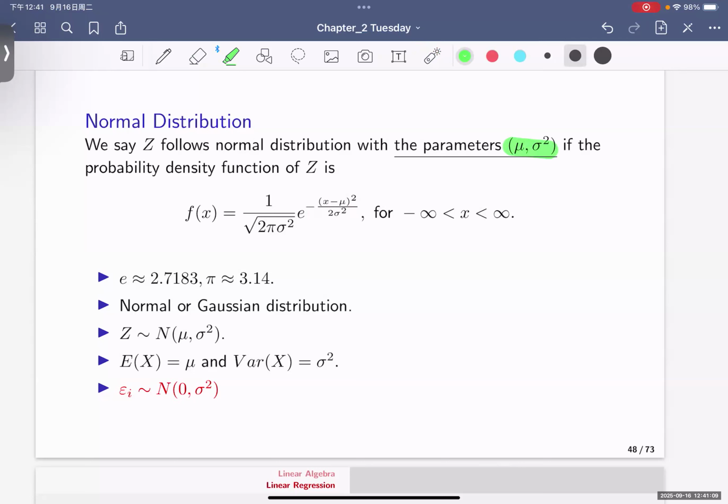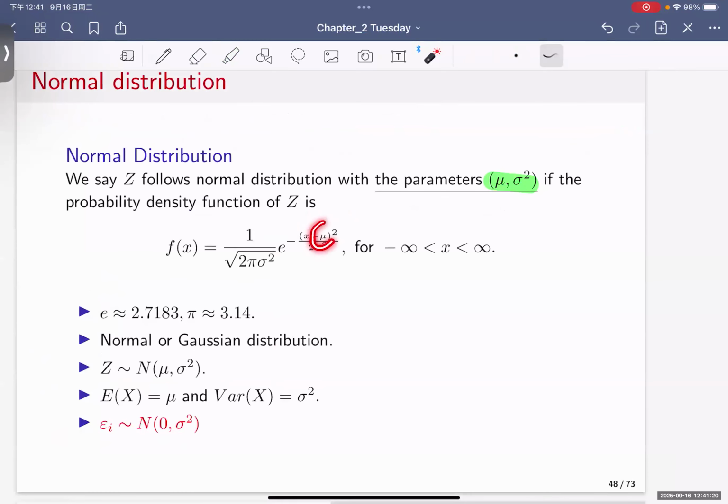So for different mu and sigma, we will have different corresponding f(x). It's very easy to see that sigma plays a role at this side, and mu plays a role at this part. So different mu and sigma definitely create different f(x). And this mu and sigma is very special, corresponding to the expectation and the variance of the random variable.